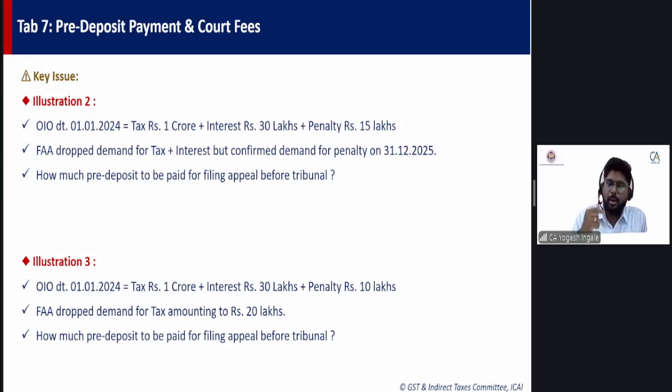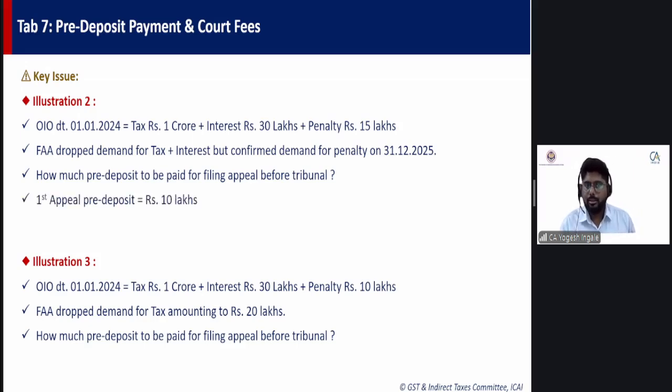Now, let's answer the first question. How much deposit we will pay at the time of appeal before appellate authority, first appeal? The answer is rupees 10 lakhs. Obviously, 10% of rupees 1 crore. In this case, we need not pay pre-deposit on disputed penalty. Correct. Now, this demand for tax and interest was dropped by first appellate authority, and only demand for 15 lakhs, which I am disputing before appellate tribunal. So, how much pre-deposit I need to pay now?